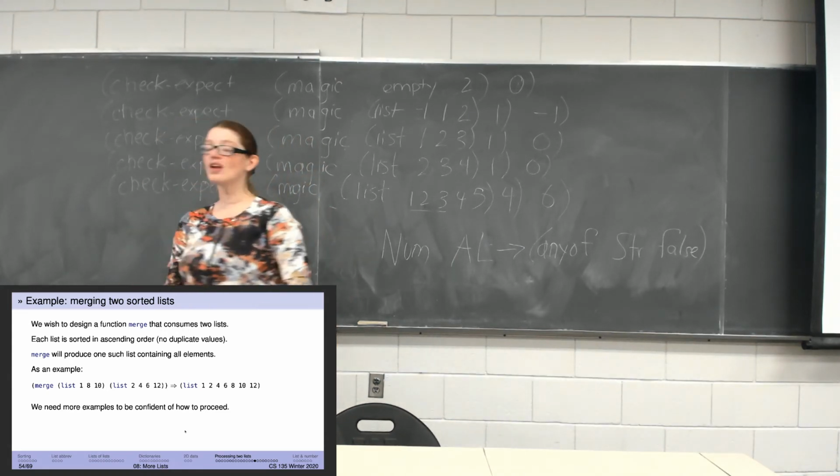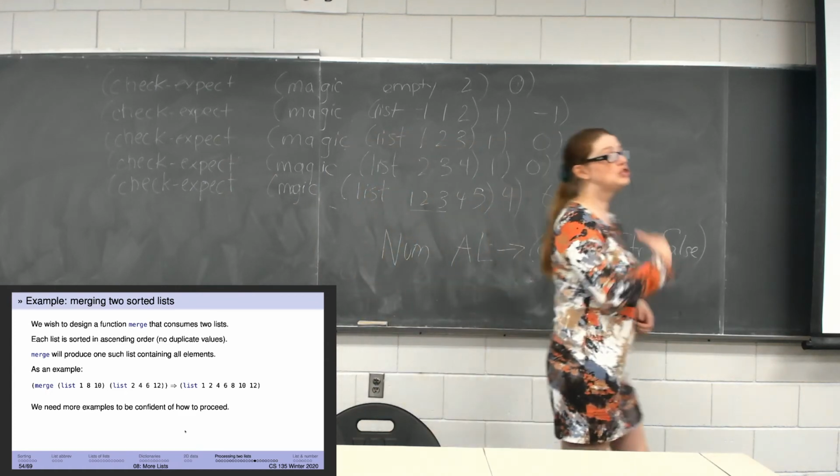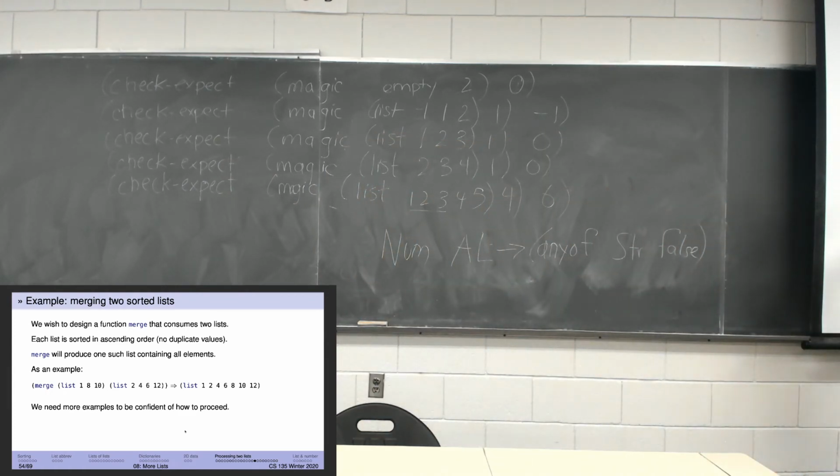So for example, I told you I'm losing my voice here. If we have lists 1, 8, 10, and 2, 4, 6, 12, we should get out another sorted list that contains every element in sorted order.